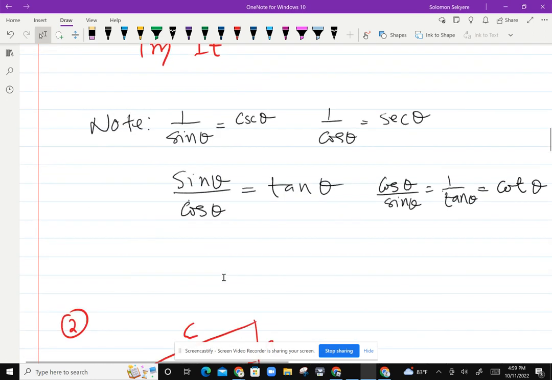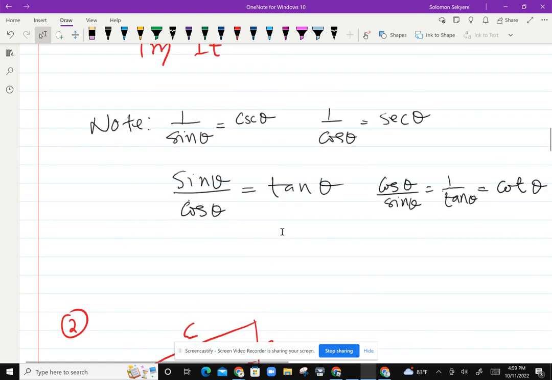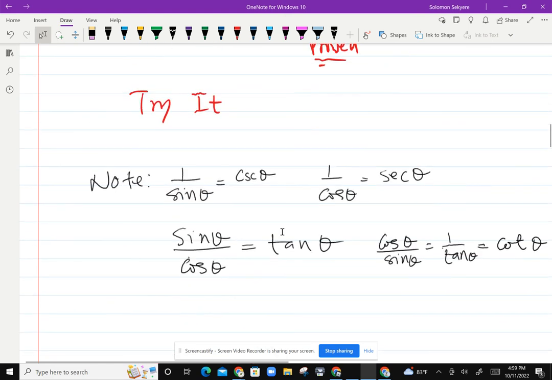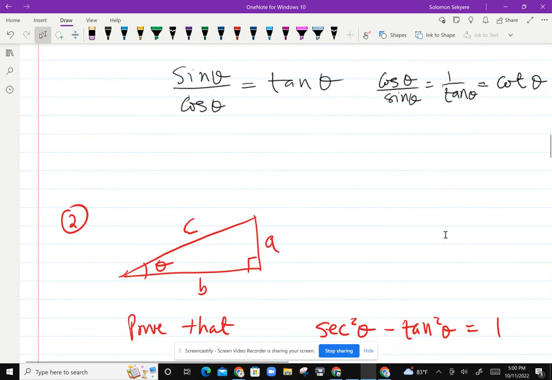Okay. And note, let me give you this information. I'm just assuming this is your first course in precalculus or algebra 2. Note 1 over sine theta is cosec theta. 1 over cos theta is sec theta. And sine theta over cos theta, what do you get? The tangent. But if you do cosine over the sine, then you get 1 over tangent, which is cotangent. Okay? All right. So try these.